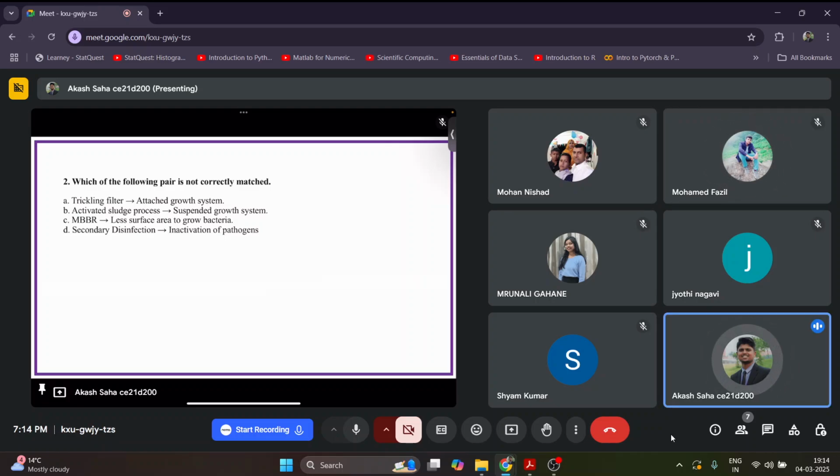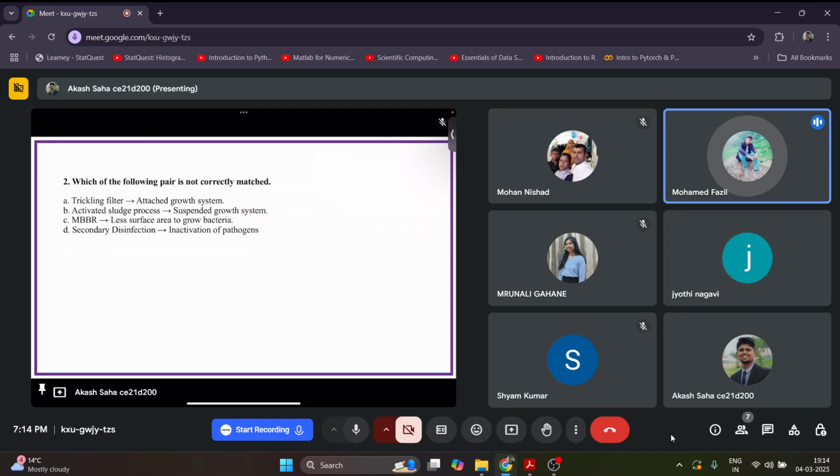So what is the advantage of having a moving bed biofilm reactor? What is the advantage? Less area. Reduces impurities. Sorry? No.